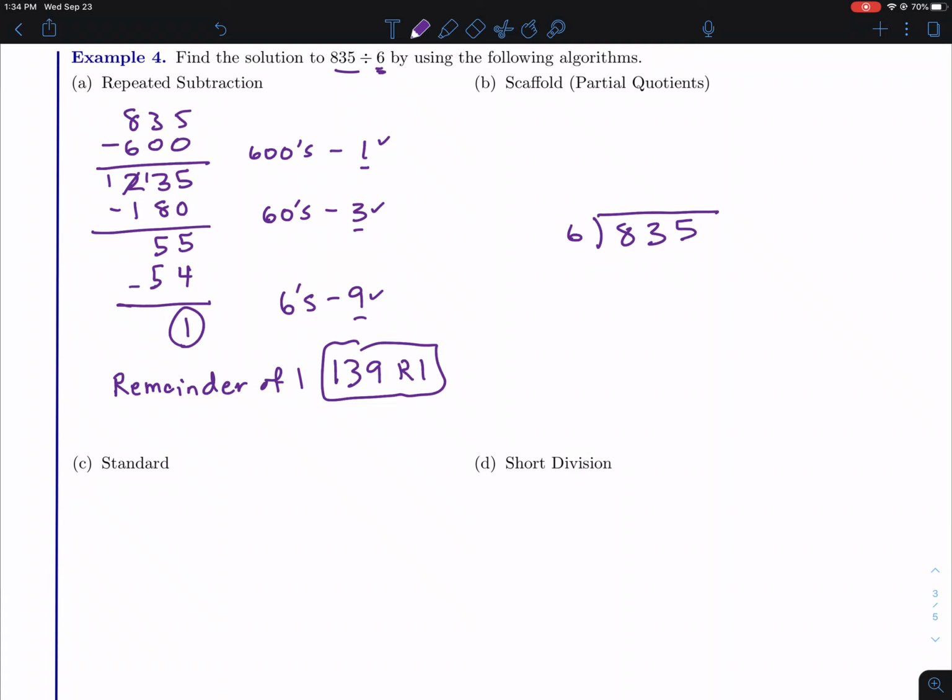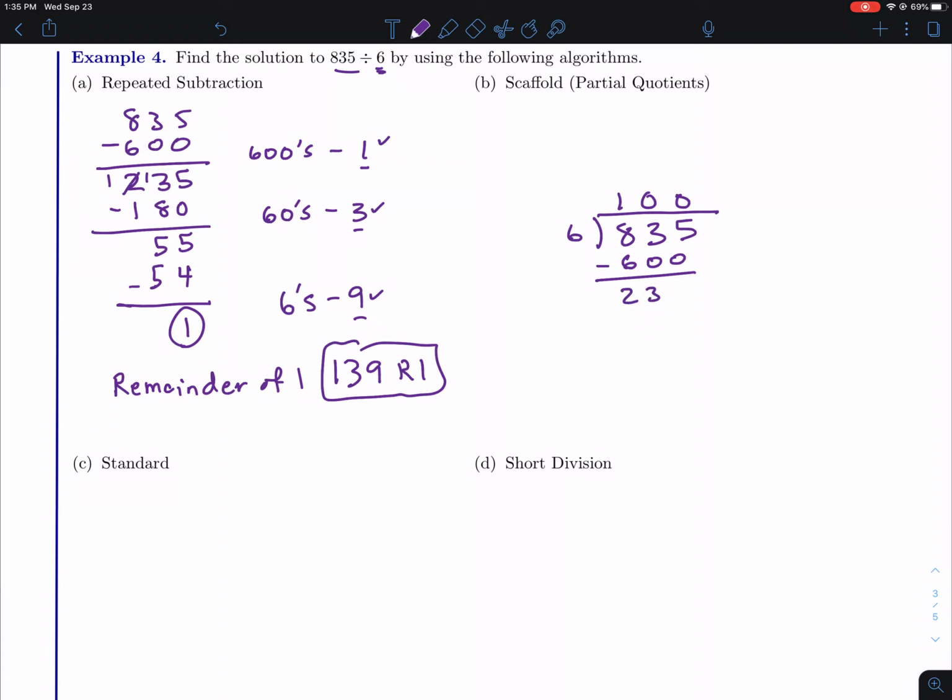So what we're doing is similar to repeated subtraction. I'm trying to figure out how many 600s, or how many 100s, go in first. So instead of just looking at the 8, I'm looking at this as 800, kind of ignoring the 35 for the second, and asking how many 100s or 600s will go into this 800. In this case, I know I'm going to get a 1, but instead of writing a 1 like we would with the standard model, I actually write out the 100. And then 100 times 6 gives me 600.